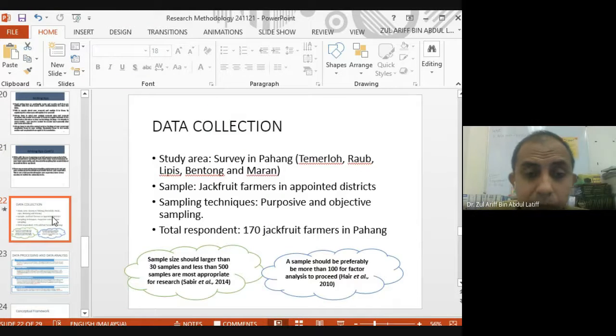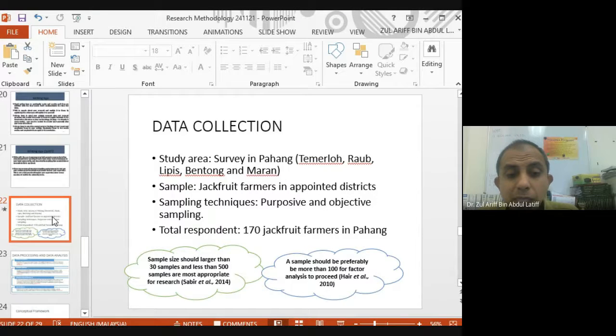This is an example of a data collection survey in Pahang: Temerloh, Raub, Lipis, Bentong, and Maran. This is a student of mine who graduated in 2019. I don't know if you know Firas, who sells salad at the canteen. This is his batch. The study is on jackfruit farmers in appointed districts. The issue is that jackfruit farming has been done by districts on their own, without a relationship with any government authority like FAMA.